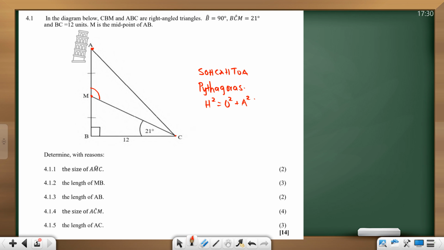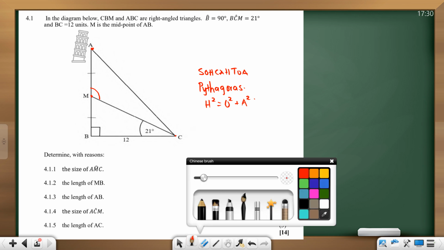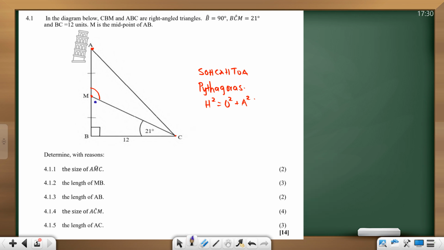What would you do? There are 2 ways of doing this. You could either find this angle first and then say angle on a straight line is 180. That's one quick way to see it. Because I have a triangle here, I could find that. This would be 90 minus 21, which would be 69 degrees. And then angle on a straight line would give me 121 degrees. Let me know if that makes sense.